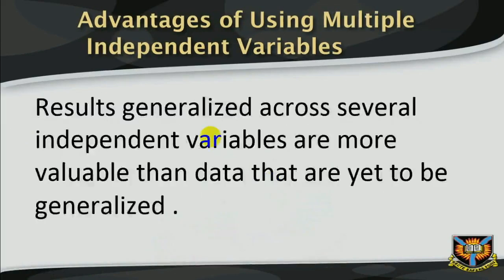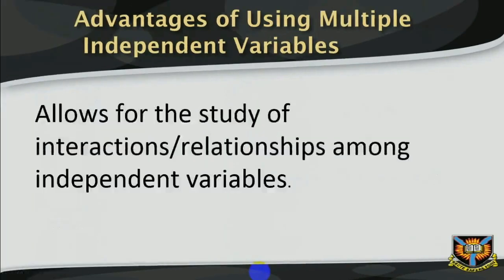Thirdly, and most importantly, results generalized, that is, shown to be valid in several situations across several independent variables, are more valuable than data that are yet to be generalized. Just as it is important to establish generality of results across different types of experimental subjects, experiments also need to discover if some result is valid across levels of independent variables. Fourthly, this allows us to study interactions, the relationships among independent variables.